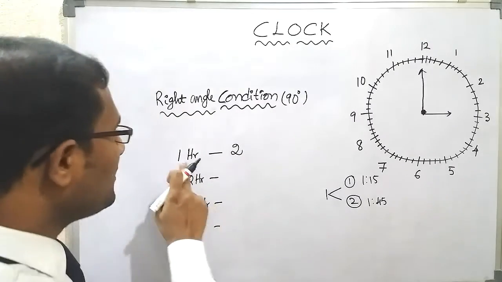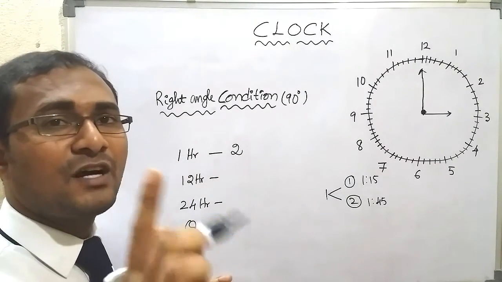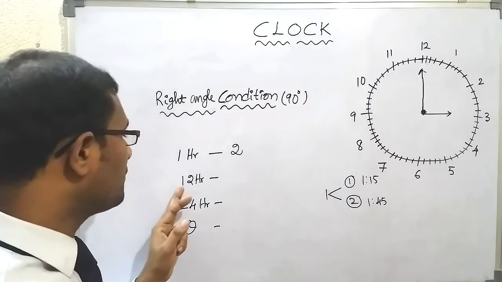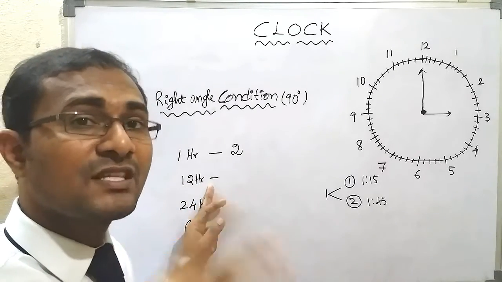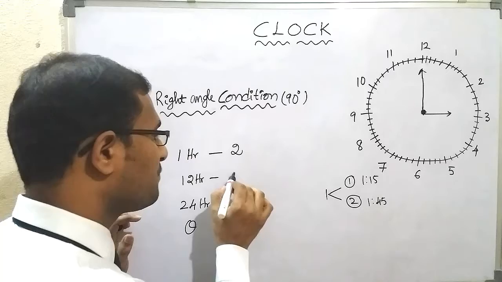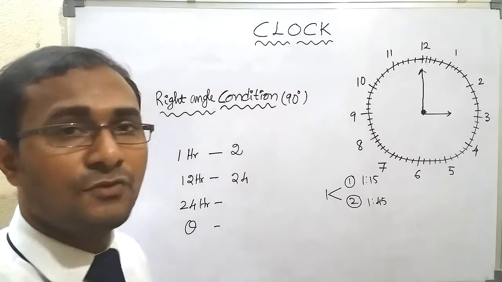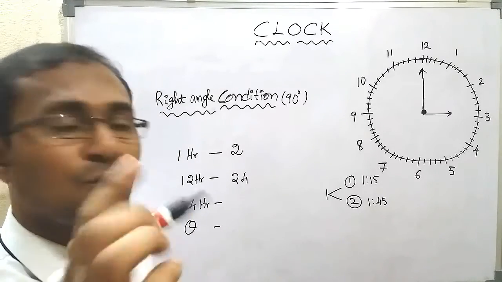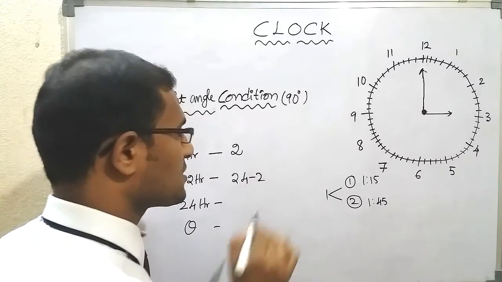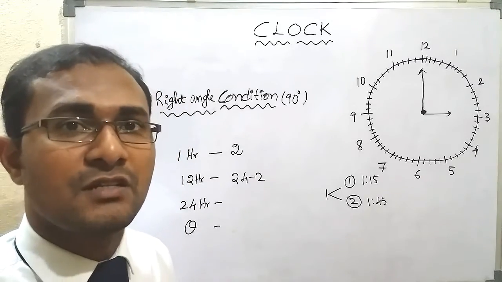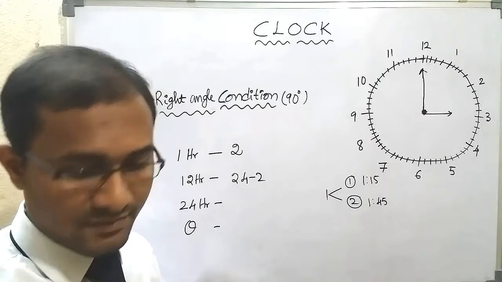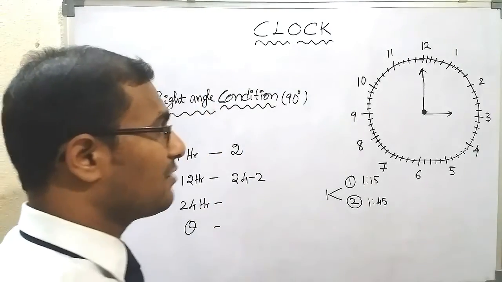So for every 1 hour, if it forms two right angle conditions, then for every 12 hours how many times must the right angle condition take place? It should be 24. But in general we will get only 22 conditions. So why, sir? How is it possible?